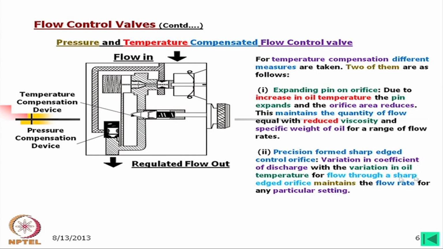So, the variation in that coefficient with the variation in oil temperature for flow through a sharp edge orifice maintains the flow rate for any particular setting. Pressure compensation occurs in the same way as we have learnt earlier in this valve.